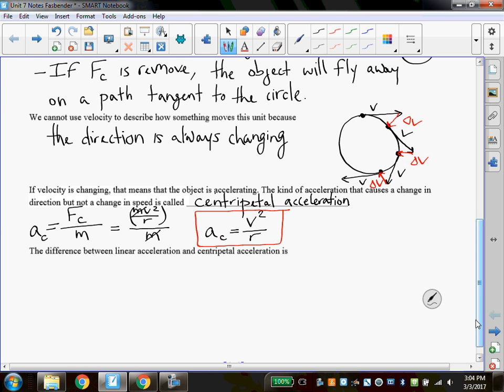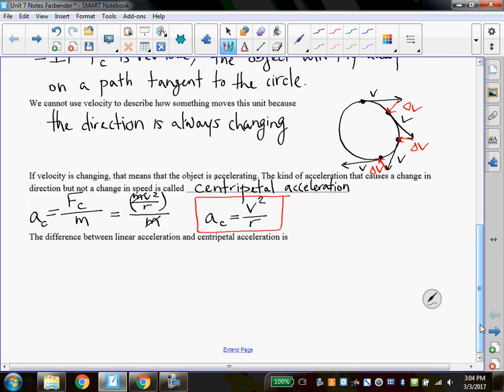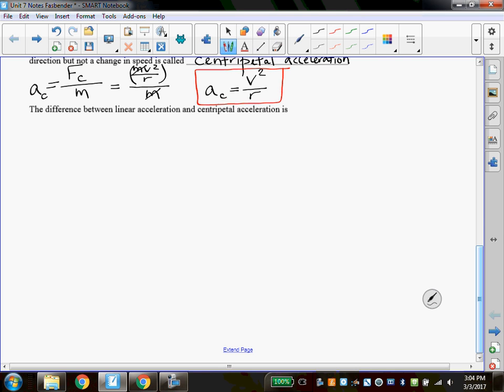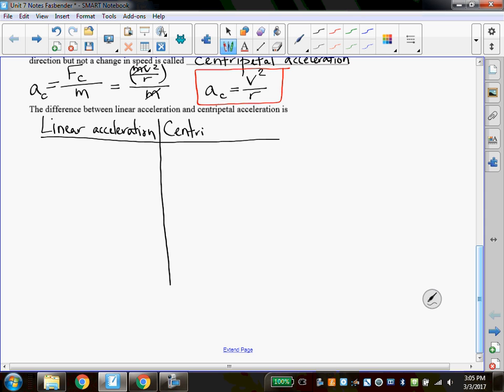Now, linear and centripetal acceleration are really, really different, but they're both called acceleration, so we often confuse them with one another. What I'd like to do is make a real quick table to show the similarities and differences between what we will call linear acceleration, the stuff that we are used to dealing with, the stuff that's all about speeding up and slowing down, and we are going to compare it to centripetal acceleration, this new one that is only about change in direction.